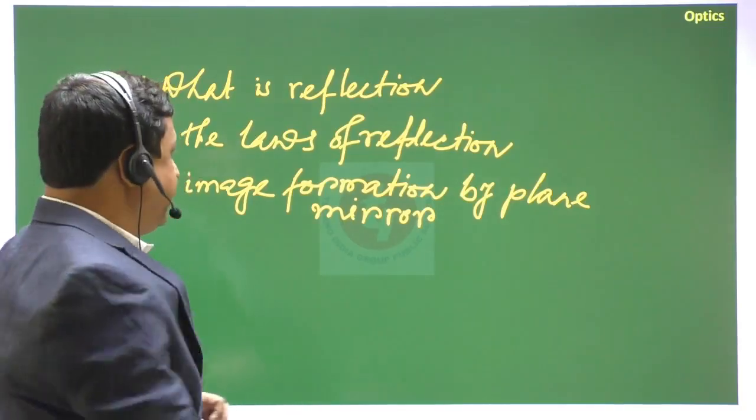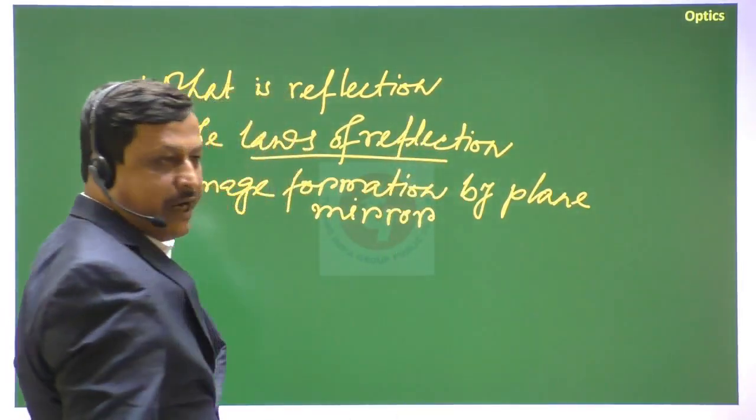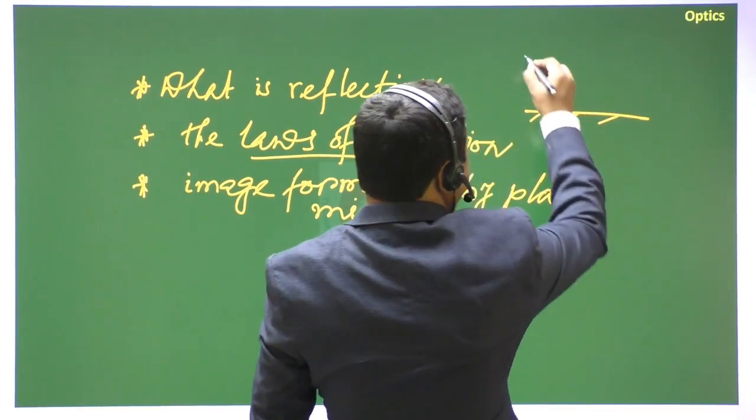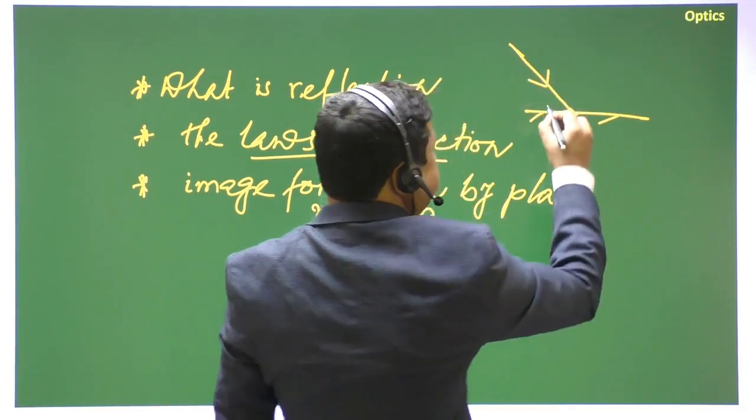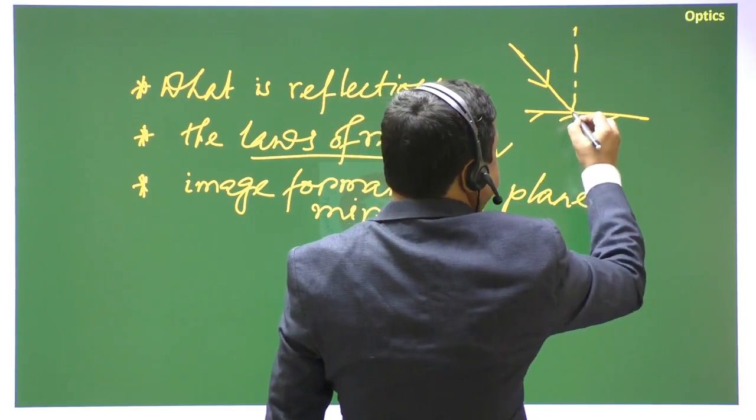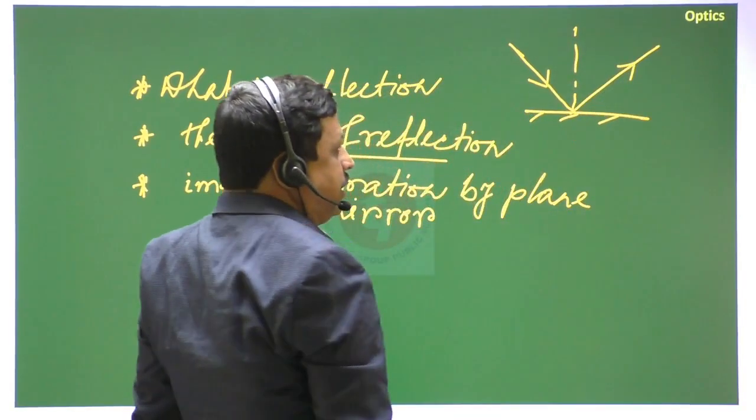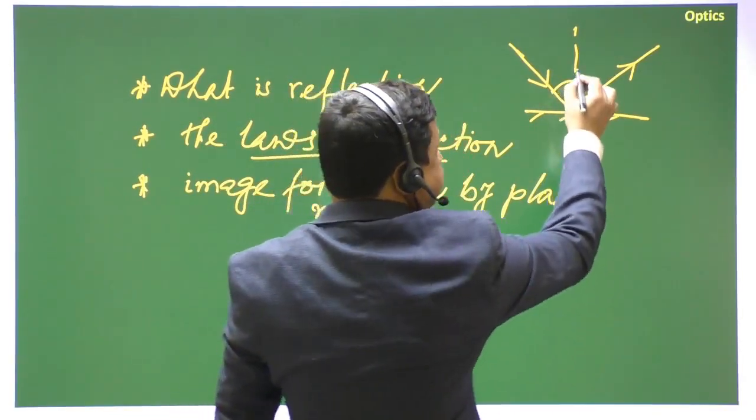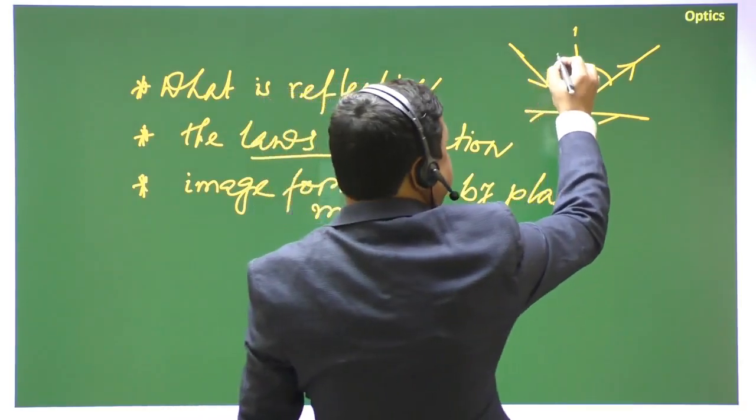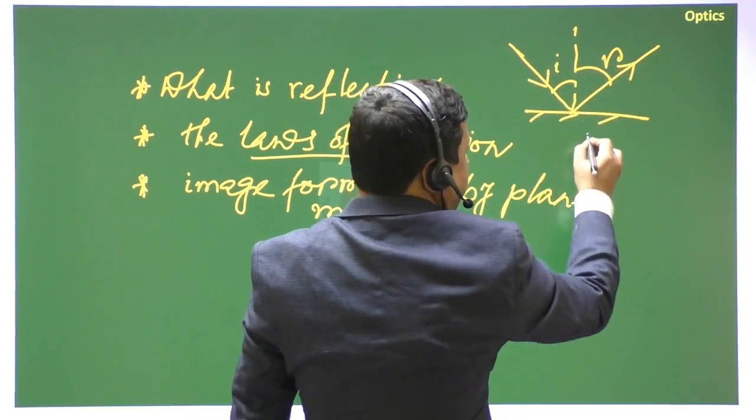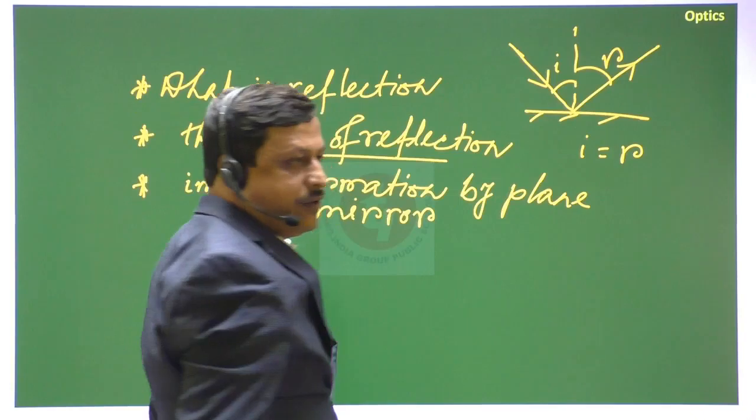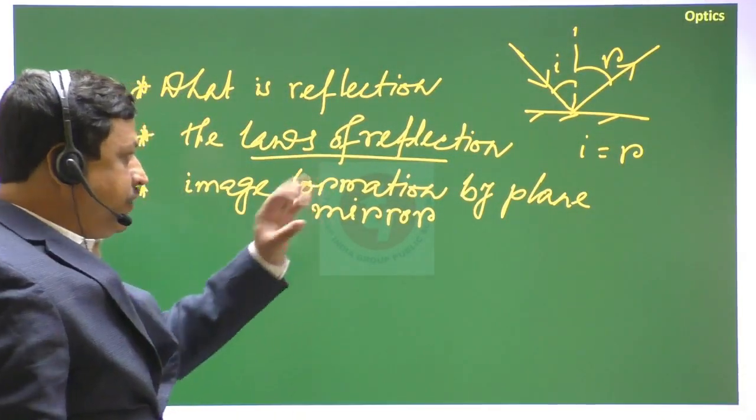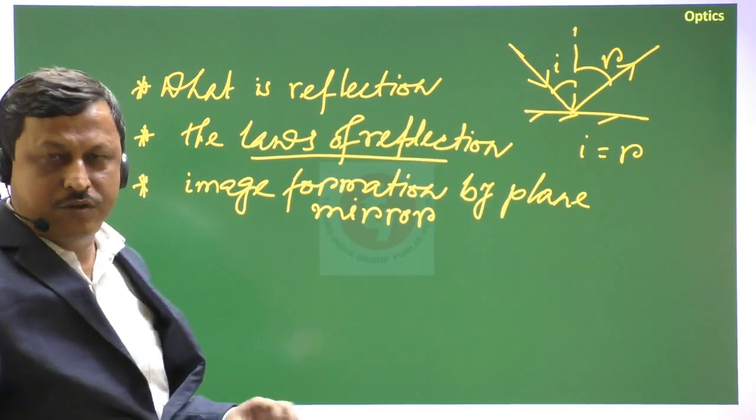The main thing is that in case of laws of reflection, we know that if this is a reflector and a ray is incident on this reflector, this is the incident ray, this is the reflected ray, this is the angle of incidence, this is the angle of reflection, and these angle of incidence and angle of reflection are always equal, right? So this is very important for this topic also.